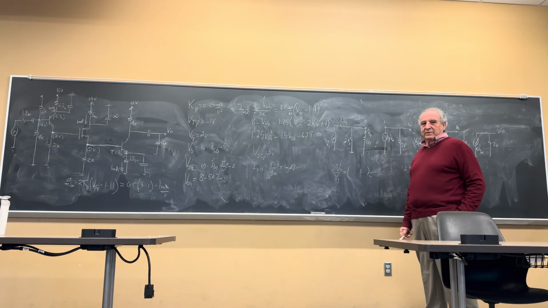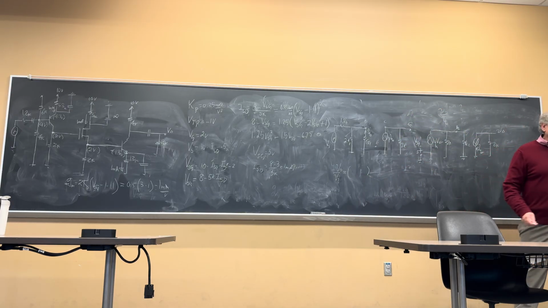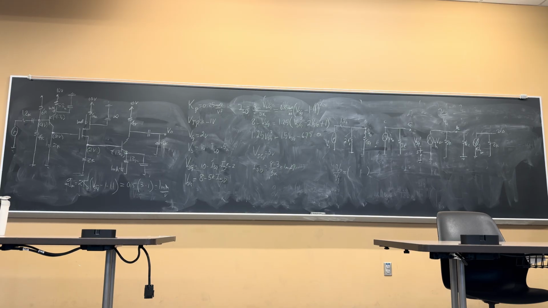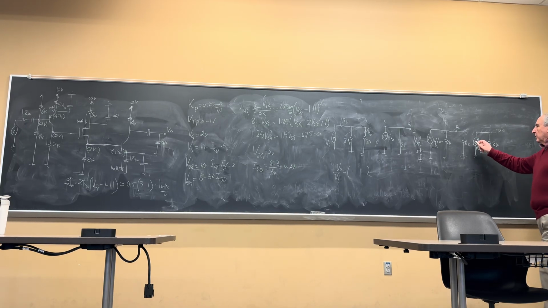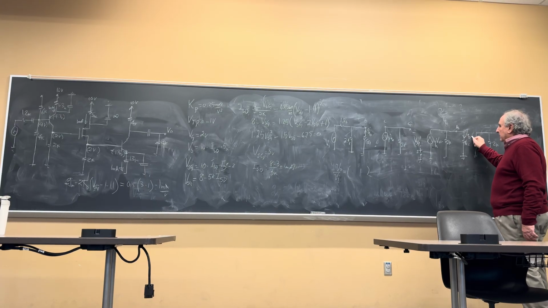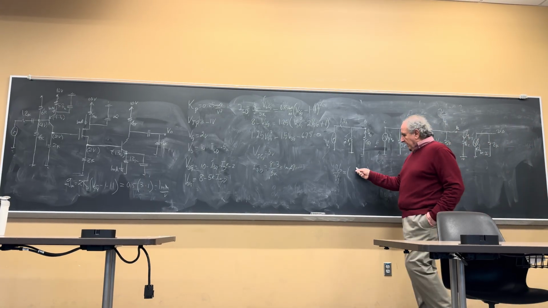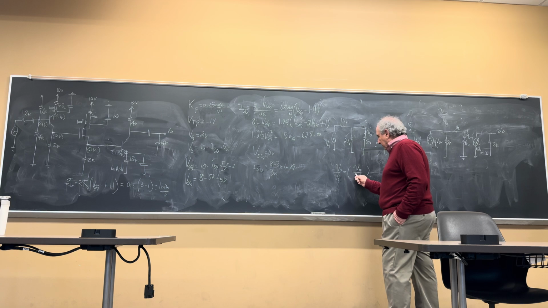Which is the first one? What's on the first one? V out over beta, I think. Let's call it IB2. Oh, you're saying minus, right? V out over IB2.